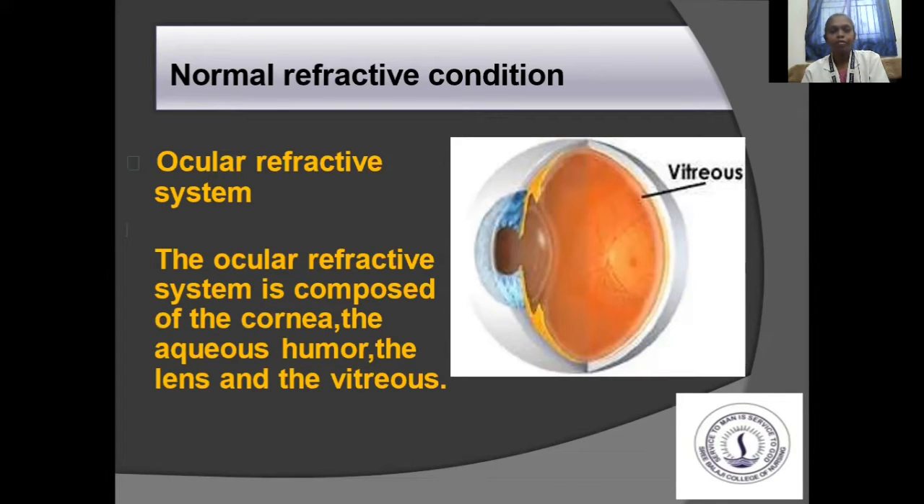The ocular refractive system is composed of the cornea, the aqueous humor, the lens, and the vitreous fluid. These are the important parts of the eye which help us to have a normal vision. In case of any issues in the cornea, the aqueous humor, the lens, or the vitreous fluid, naturally the patient is not going to have a normal vision. So before proceeding with the abnormality, we must know the normal anatomy. These are the basic structures we're supposed to keep in mind.